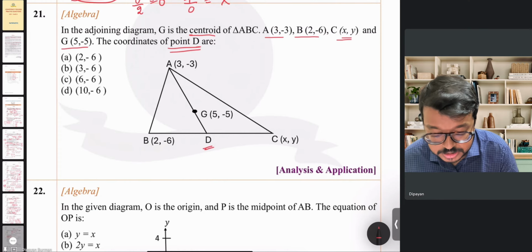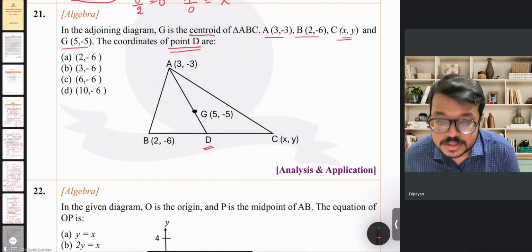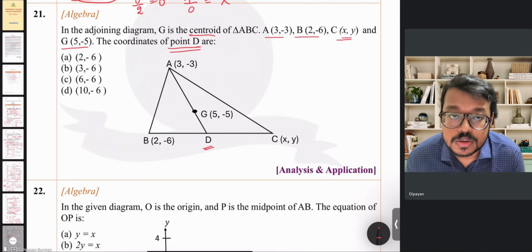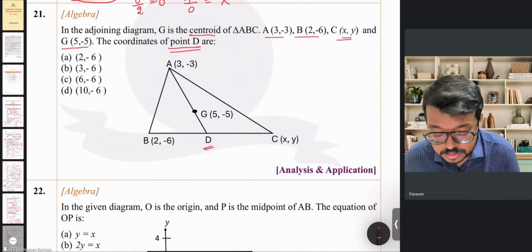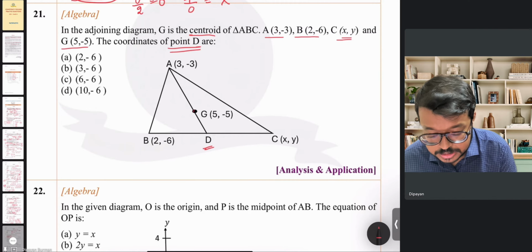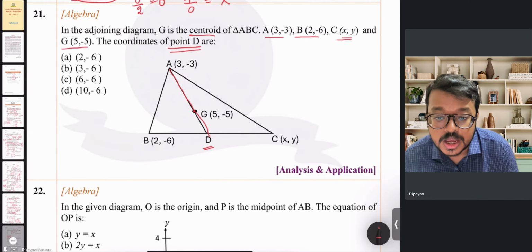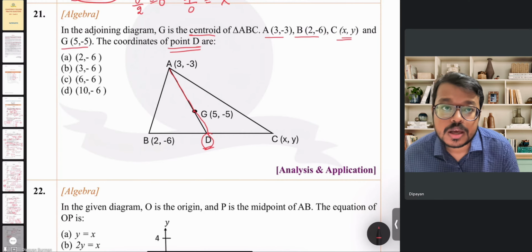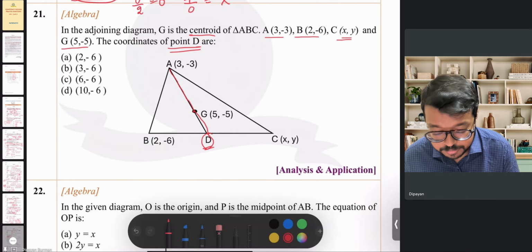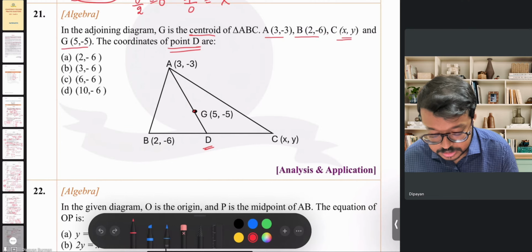So this is point D, and we know that the centroid lies on the median. So G is a point on AD, so AD is the median. And they're asking for the coordinates of point D. There are actually a couple of ways that we can solve this question.